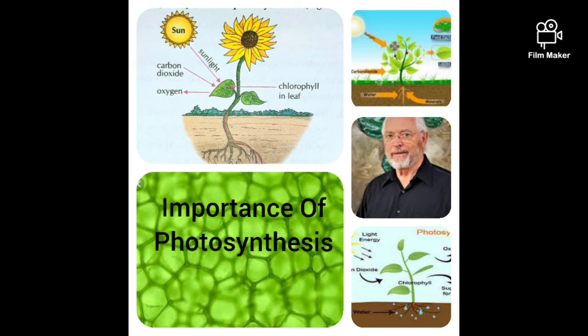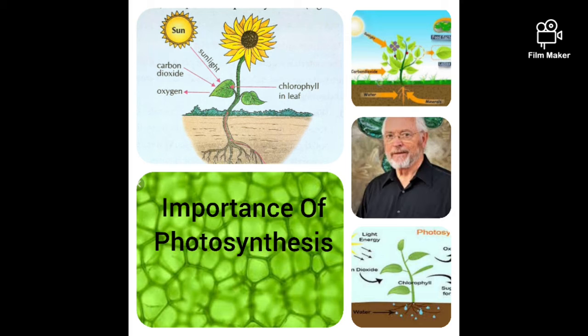Importance of photosynthesis. Photosynthesis enables the green plants to make their own food. In the absence of photosynthesis, there would not be any plants. The survival of all animals in the world, directly or indirectly, depends upon the food made by the plants. Oxygen, which is essential for the survival of all the living organisms, is produced during photosynthesis.